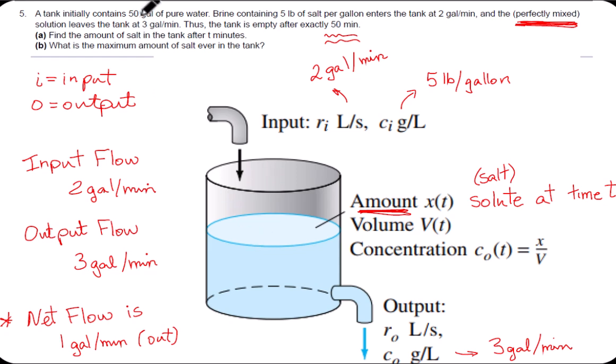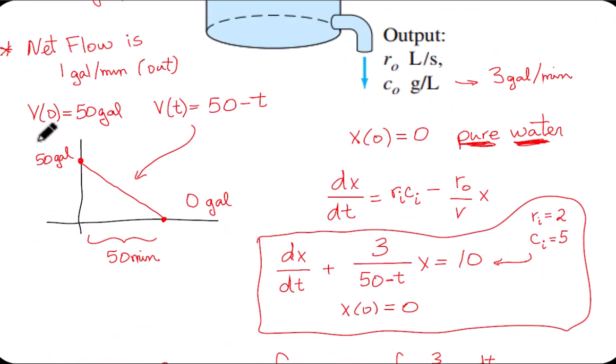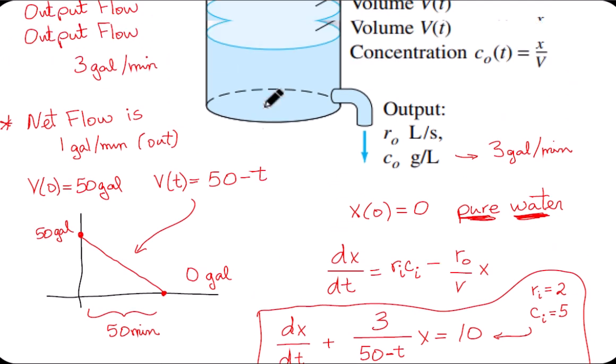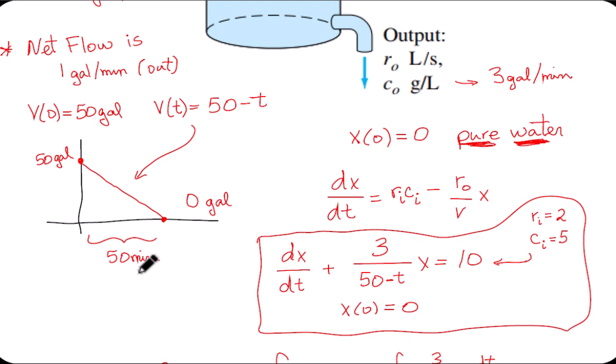Okay, so initially there's 50 gallons. It starts coming out, and eventually the tank will be empty. All right, so if I look at that situation, we start off at 50 gallons. The amount of volume at any time is 50 minus t. Why that? Well, remember, my net flow is 1 gallon per minute out. So that's why it's 50 minus 1t. So after 50 minutes, the tank will be dry.